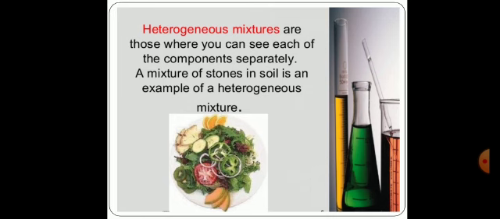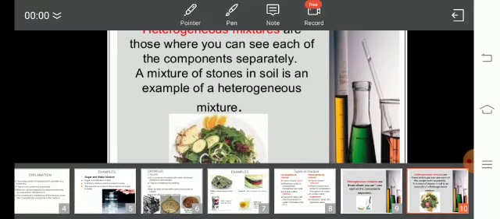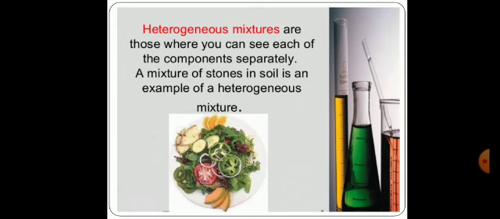A mixture of different types of stones in soil is an example of a heterogeneous mixture. Or the most common example is salad. You can see on your screen that it's a picture of salad, and in the salad you have a different combination of vegetables, and you can see each vegetable properly. So it's a heterogeneous mixture.